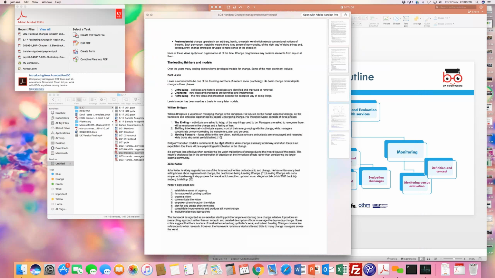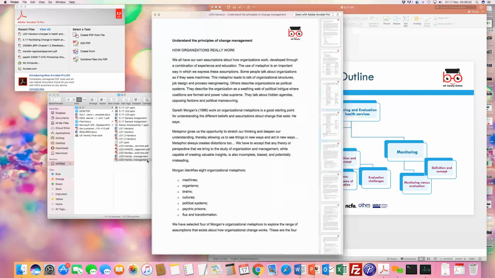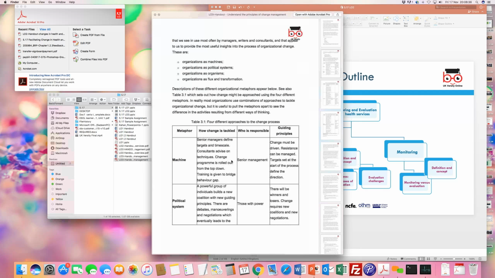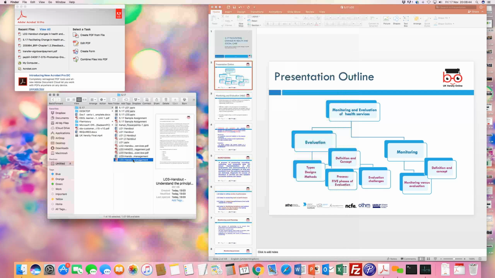And then what I've done is I've also put together a handout which is very detailed. This is an extract essentially from a book, but we will cover this off by looking at how we will look at change management as a process within the health and social care sector.